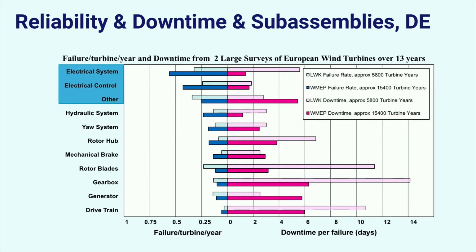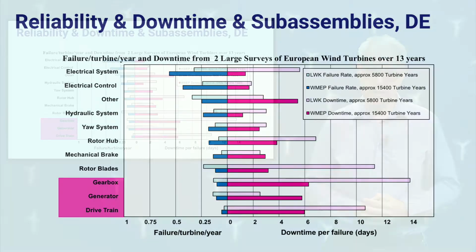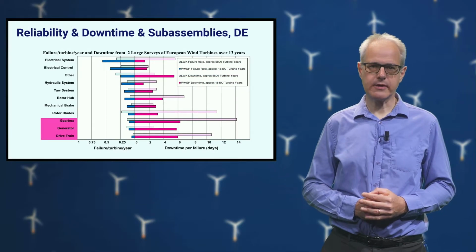If we look at what fails most frequently, it can be seen that this is the electrical systems and control. On the other hand, if we look at what contributes most to the downtime, we see that this is the large mechanical or electromechanical components such as the gearbox, the generator, or the drivetrain, for example the main shaft. This can be explained if we look a little more closely.